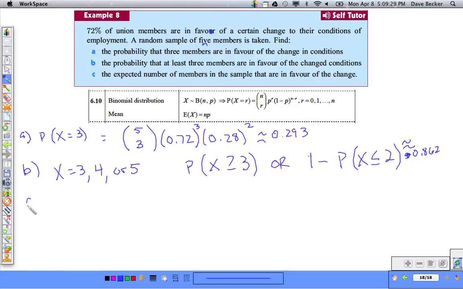And last thing, C, the expected number of members in the sample that are in favor of the change. Well, that's here. Expected outcome equals number of trials times the probability. That's very simple. So that's 5 times 0.72, which is equal to 3.6 members.